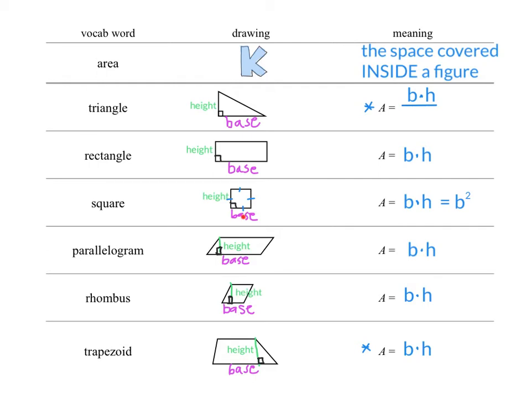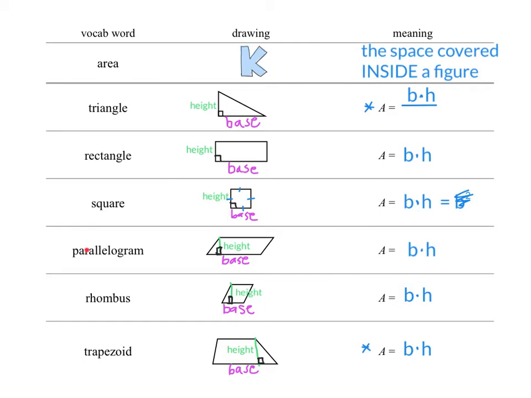Now in a square, for me, I will also use base times height. Some people will make the argument that since the base and the height will be the same measure because it is equilateral, they could just take the base, multiply it by itself, or square it. So base squared or side length squared. That's true. For me, I don't really focus on that. I focus more on just base times height, but you are welcome to do either.